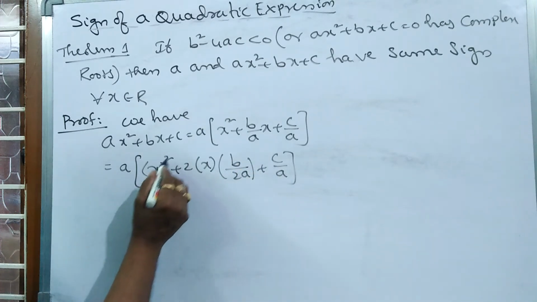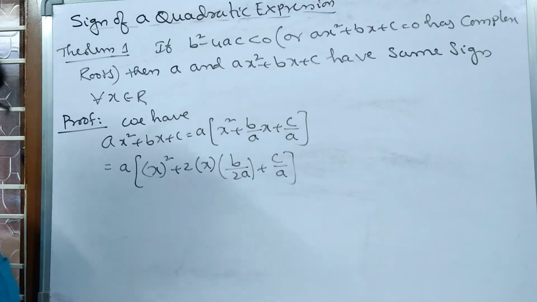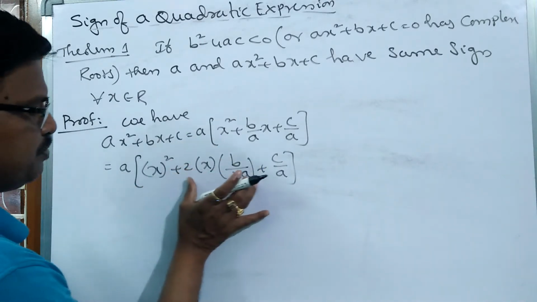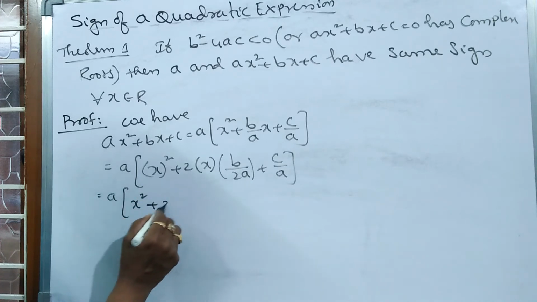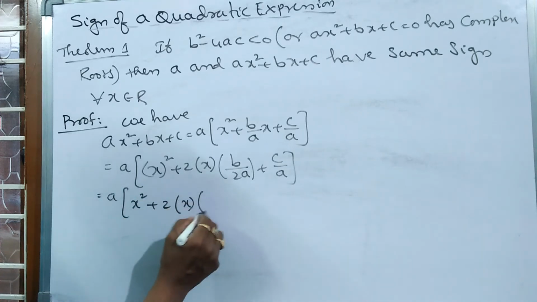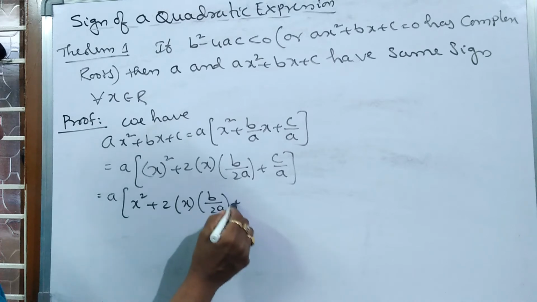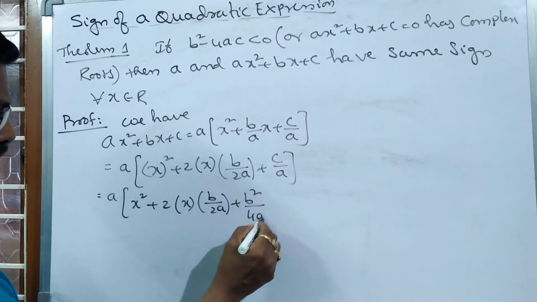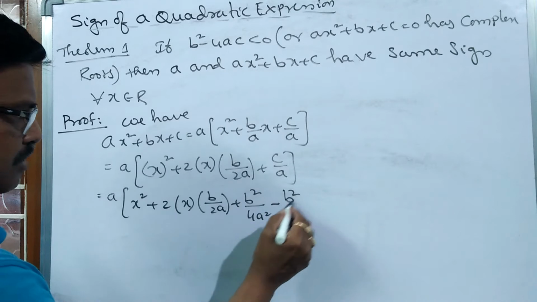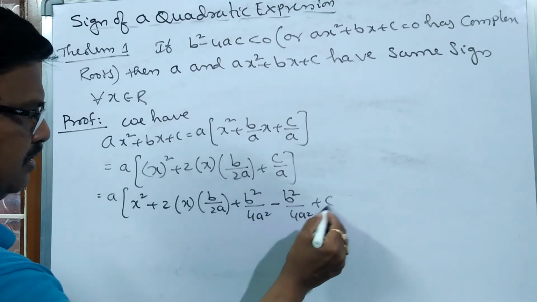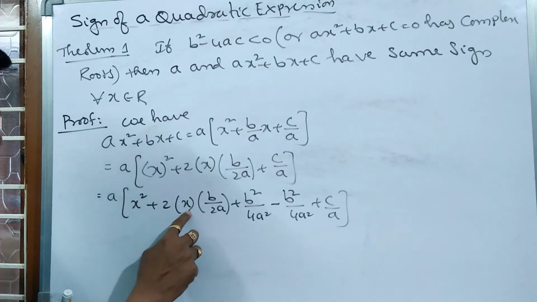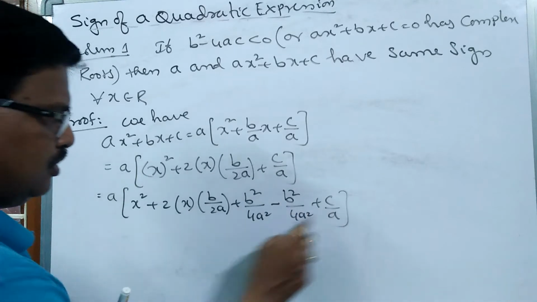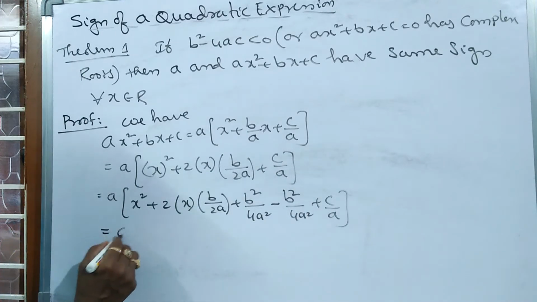Now it is in the form of a square plus 2ab. If b square is also there, then you can express this as a plus b whole square. That's why a into x square plus 2x into b by 2a plus b square by 4a square minus b square by 4a square plus c by a. That means I have added and subtracted square of this term. Now it is in the form of a square plus 2ab plus b square, which can be written as a plus b whole square.